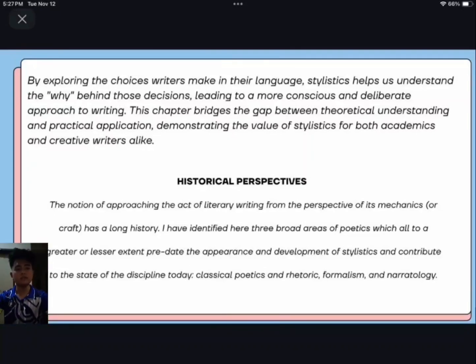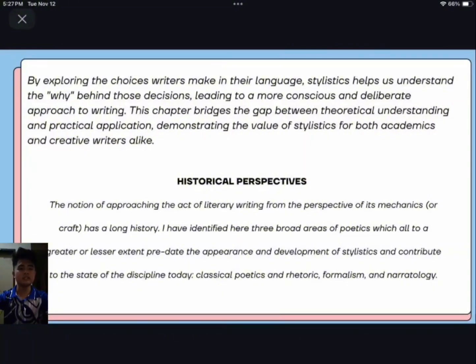Historical perspective. In this paragraph, they introduce the three historical areas of study that have influenced the development of stylistics and the understanding of literary writing as a craft. It highlights the long-standing interest in analyzing the mechanics of writing.